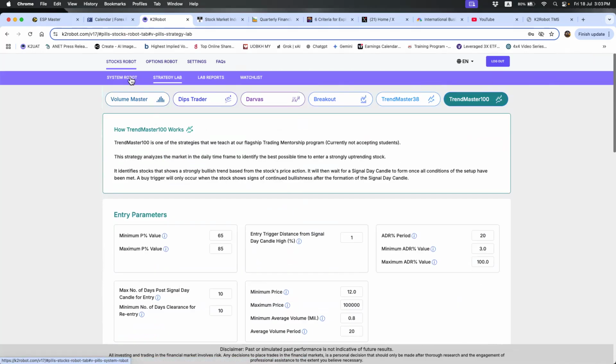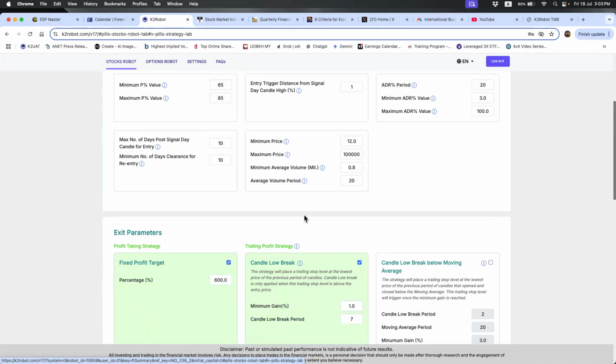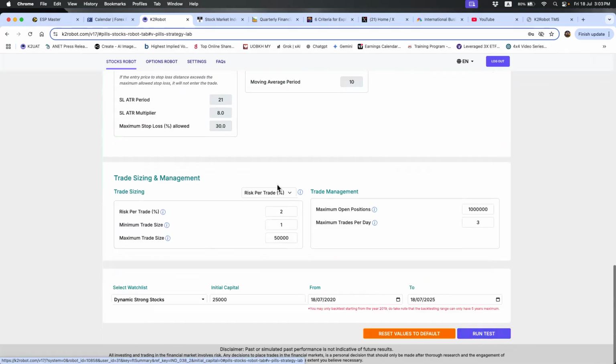Once you go and do this setting, after that you run tests, and then after that you save it to the dashboard.